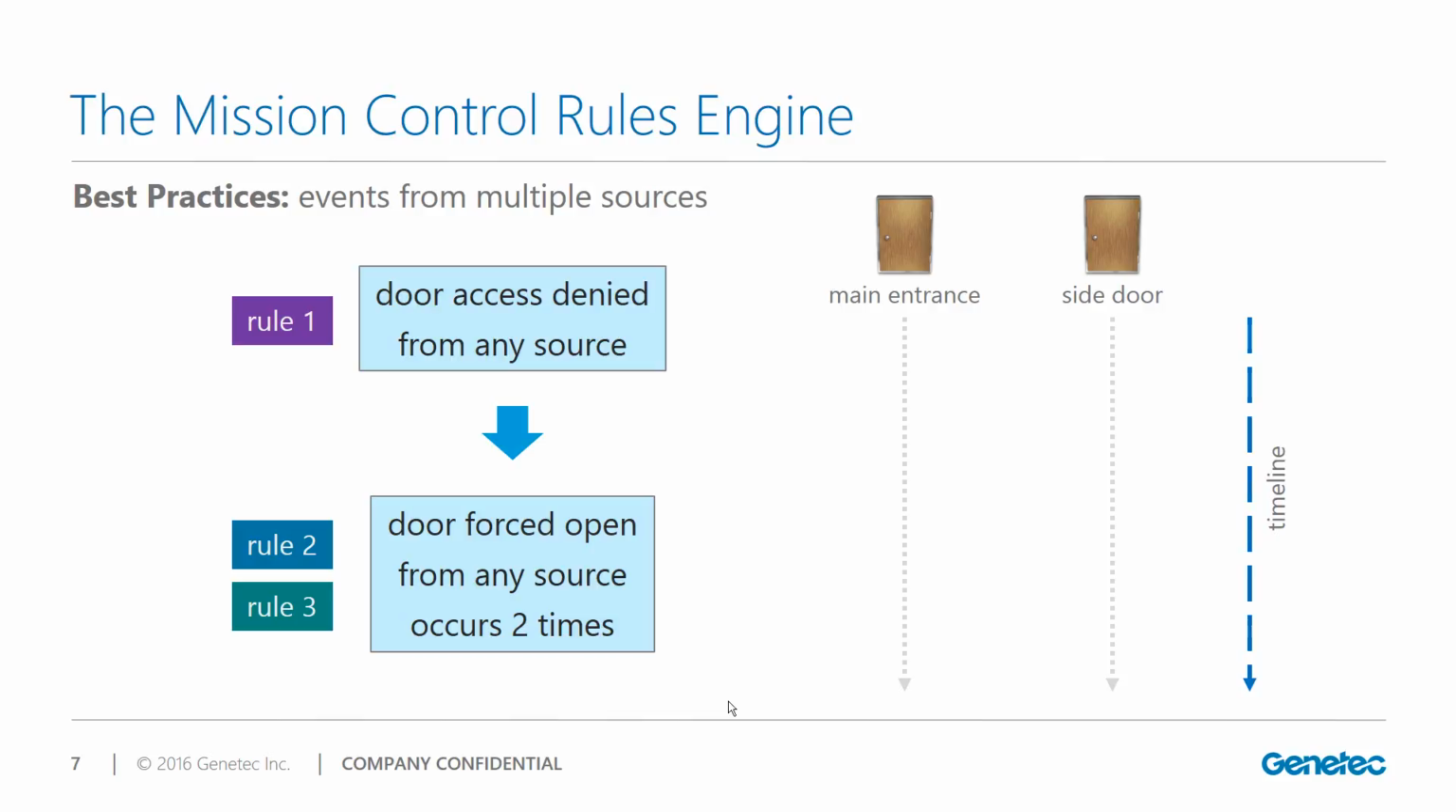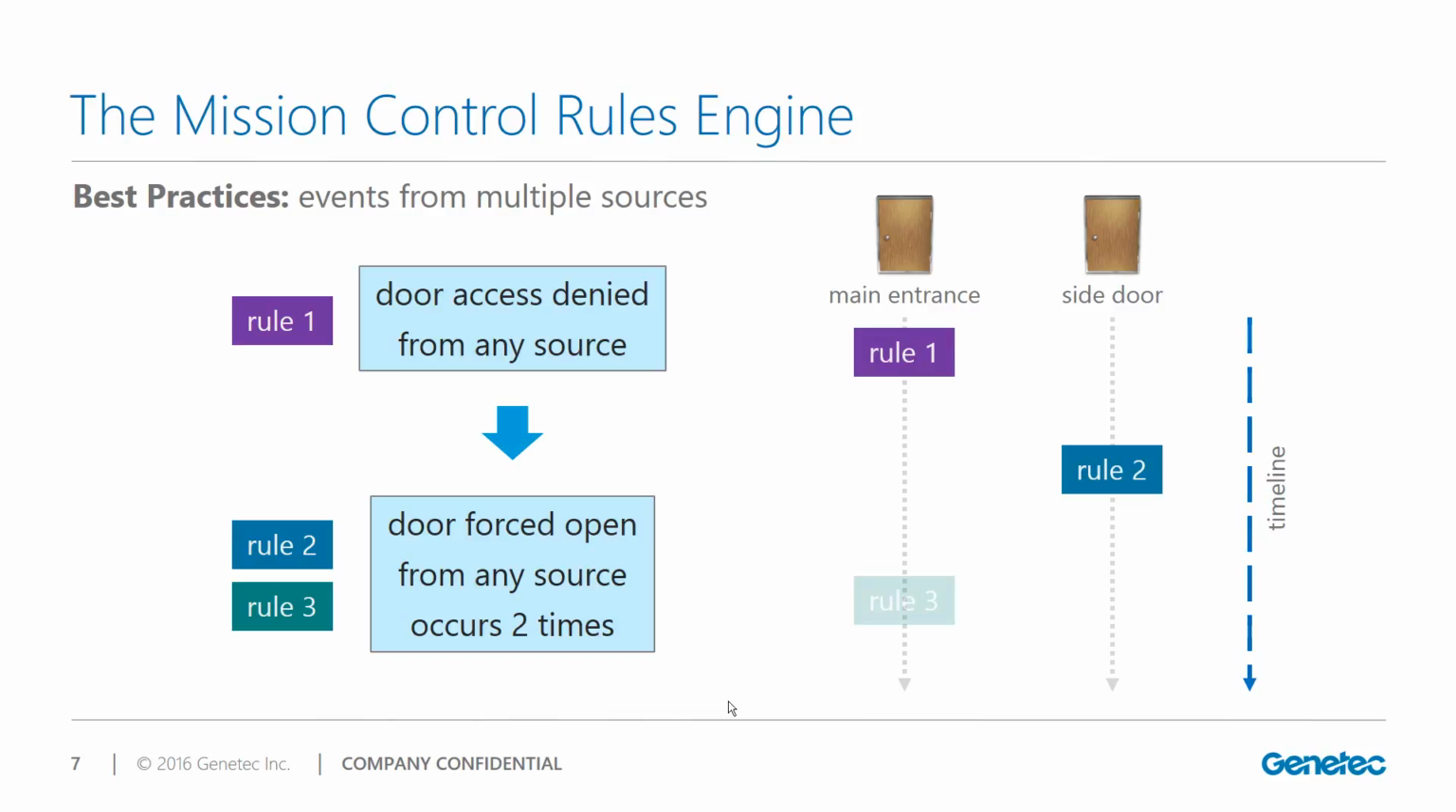In the second set of rules, we have it listed as from any source. So let's take a look at what might happen in a real-world environment. First thing that happens is we get a door access denied on the main entrance. So that's fine, we passed rule number 1. Then we get a door forced open, but this comes in from our side door. Of course, we have from any source listed here, so that actually passes as rule number 2.